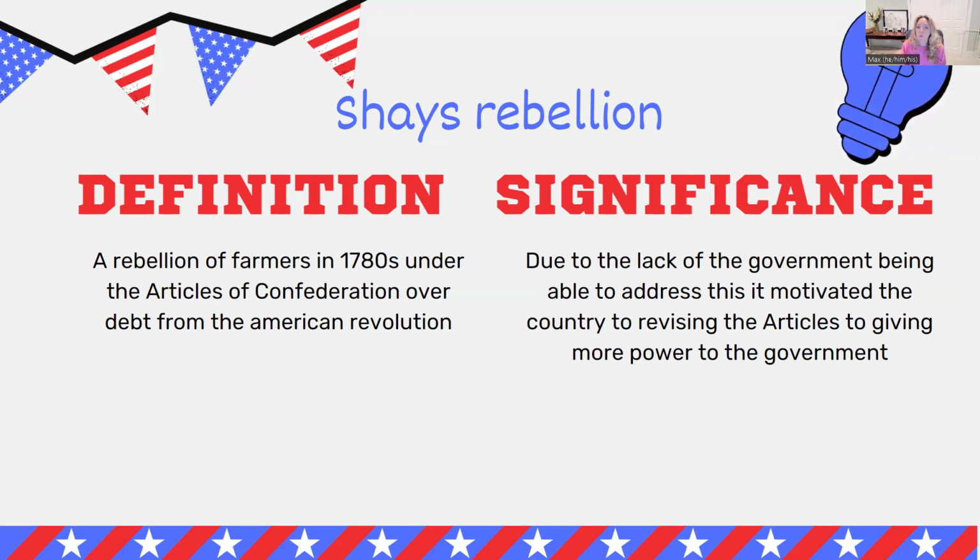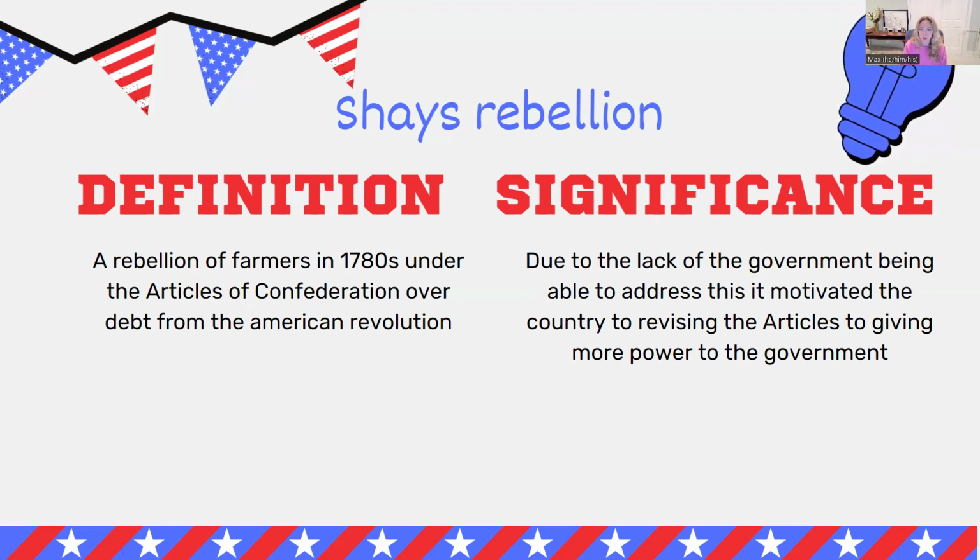And then Shays and Whiskey are like 2 sides of the same coin. Shays' Rebellion is a rebellion of farmers in the 1780s under the Articles of Confederation, and they're upset about the debt from the American Revolution because this is Massachusetts, and the New England colonies took on most of the fighting during the Revolution.